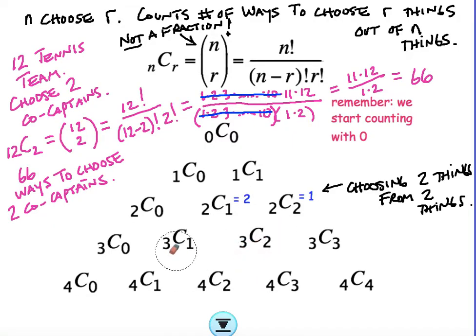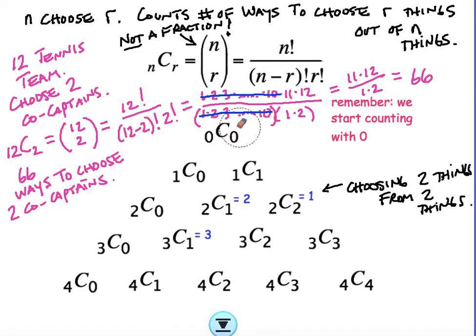Okay, let's say I have three things and I want to just choose one of them. So let's say I have a red, a black, and a blue. Let's say they're pens, a red pen, a blue pen, and a black pen, and I want to just choose one pen. How many different ways can I choose one pen? Well, there'd be three different ways.